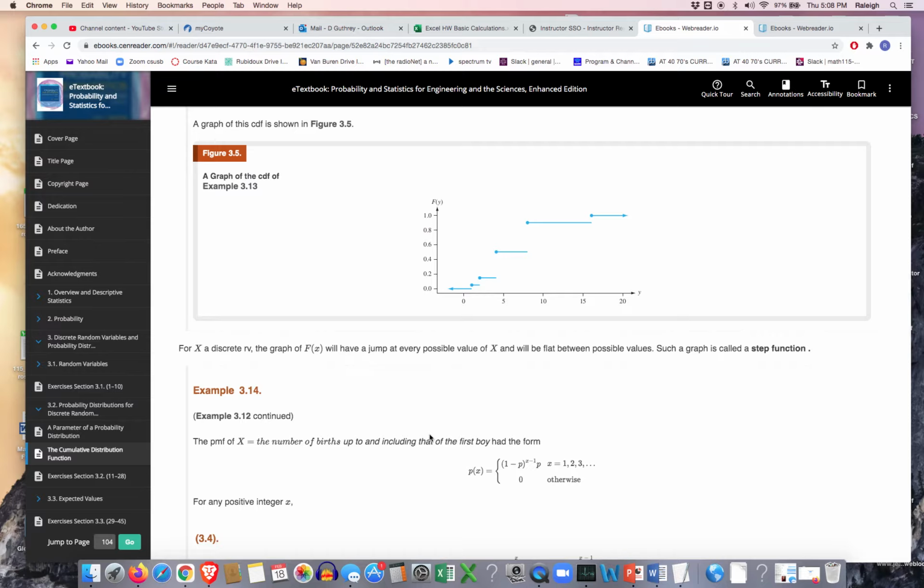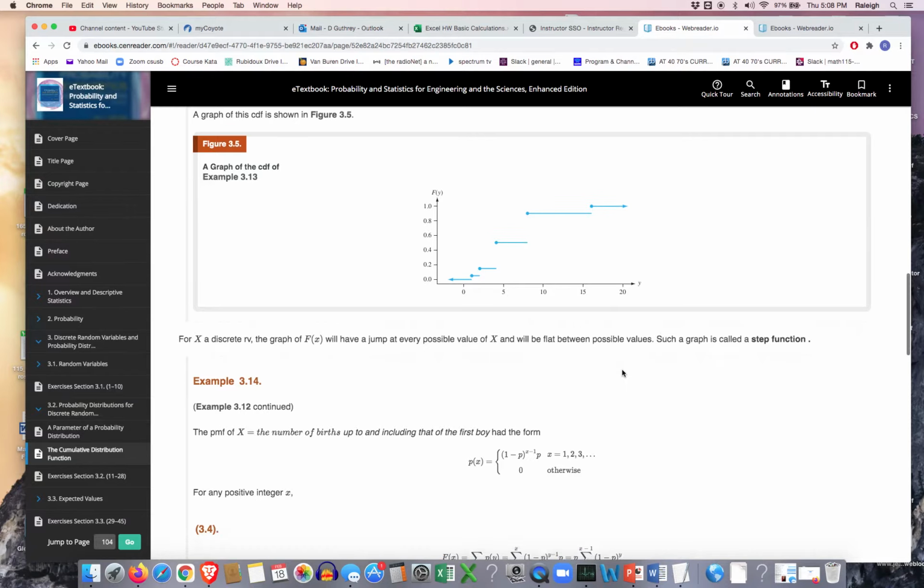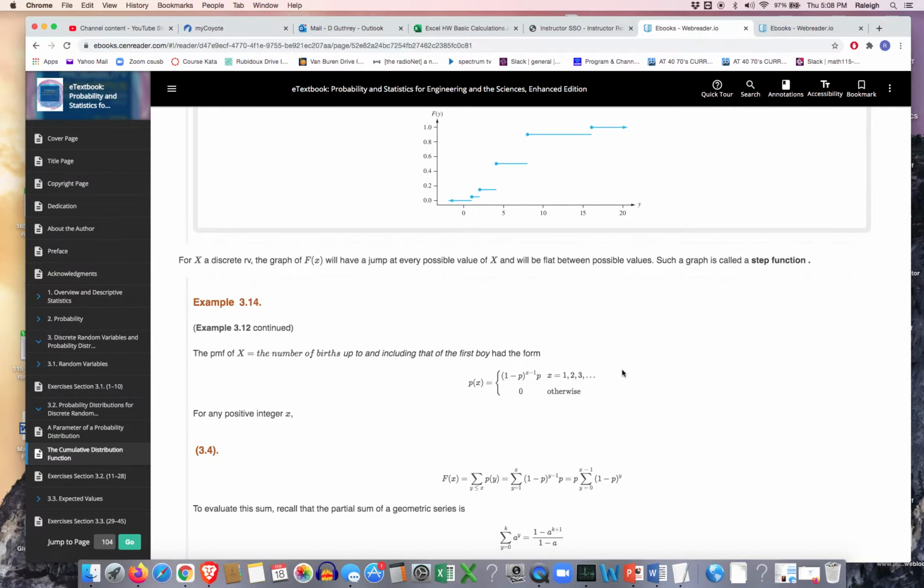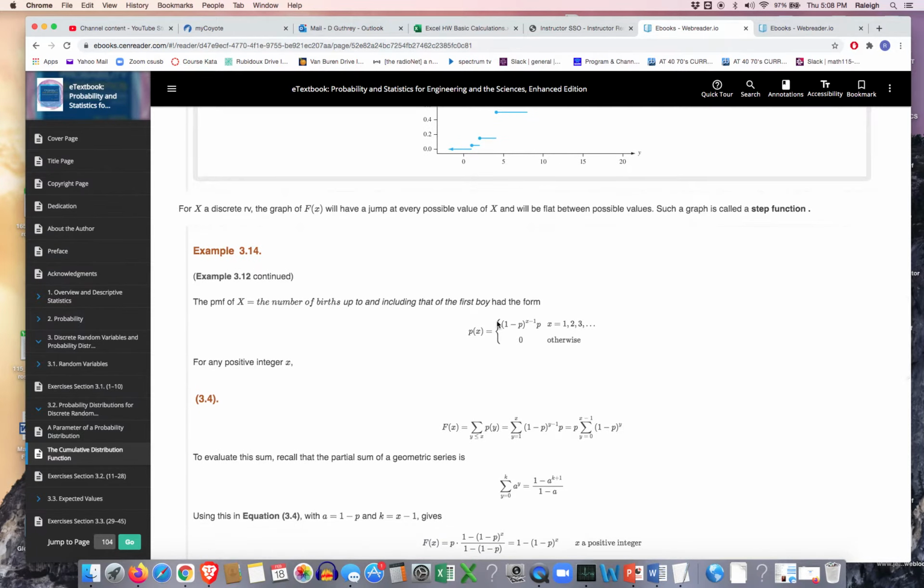And it's called a step function. It's like a stair step that's not a regular stair step. It starts off slow at first and then starts to jump and then gets extra wide and then it stops. It's a ceiling, so at the end. And the number of births up into and including that of the first boy was also given before, and now we put it into a function that we can use.